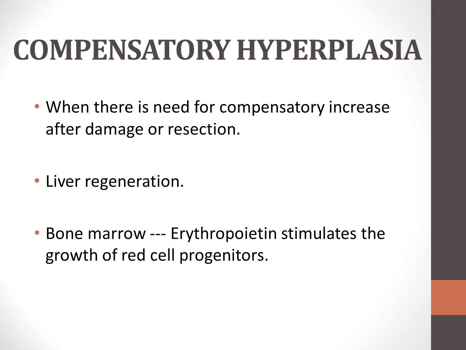Compensatory hyperplasia occurs when there is a need for compensation after damage or resection, like generation of hepatocytes after resection of the liver, or in cases of blood loss when the bone marrow starts to produce more and more blood cells under the action of erythropoietin.